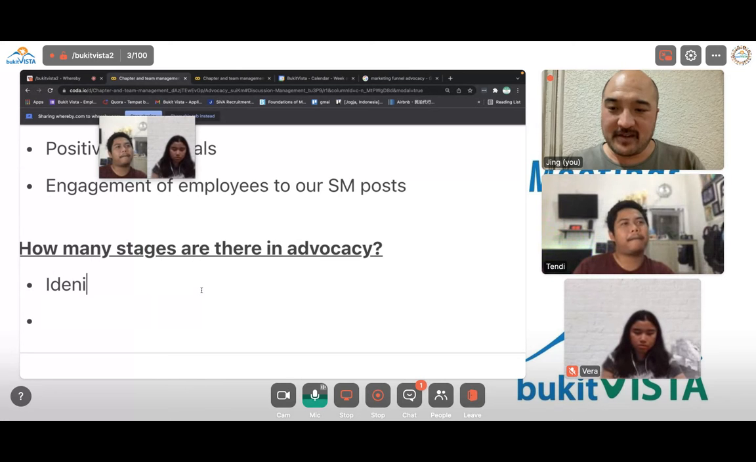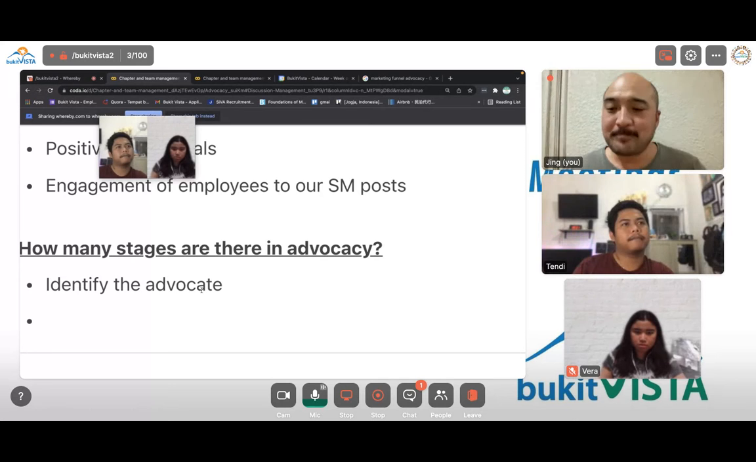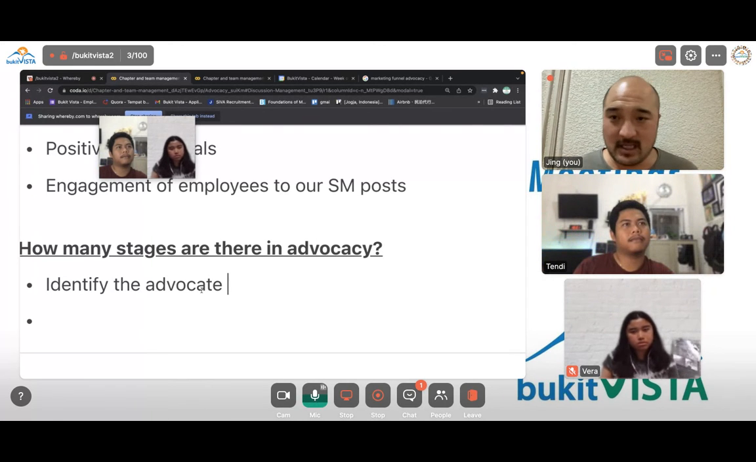I think the first stage of advocacy is you need to identify the advocate. Is everybody an advocate? You can probably say no, right? Some people are more likely to be advocates, some people are less likely. So it's a little bit like the same process for persuasion and negotiation. You need to be able to identify who is your advocate, who actually has a positive experience as an employee, who is having a positive experience as a guest, who is having a positive experience as a partner.